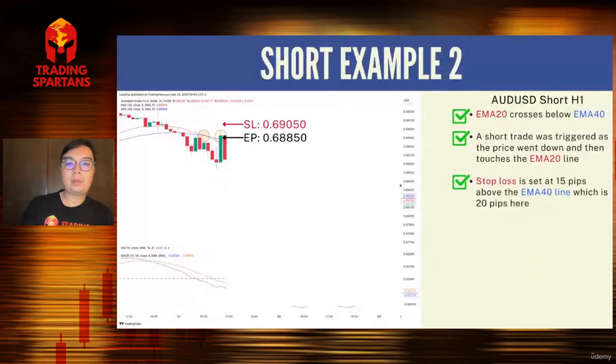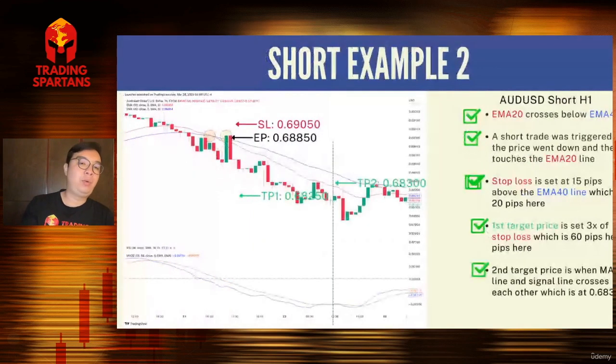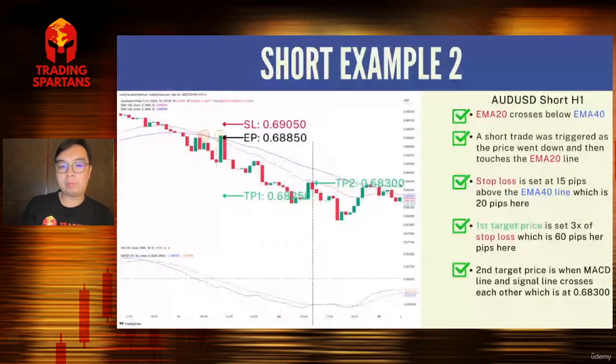So next, TP1 at 0.68250, basically 3 times our stop loss, which is 60 pips. And then what happened is that price hit our first target price, we shifted stop loss to break even, we took 50% profit, and we continued to ride it out. And what you realize is that even though we rode it out, price wasn't as low as the first target price, which is fine, right?